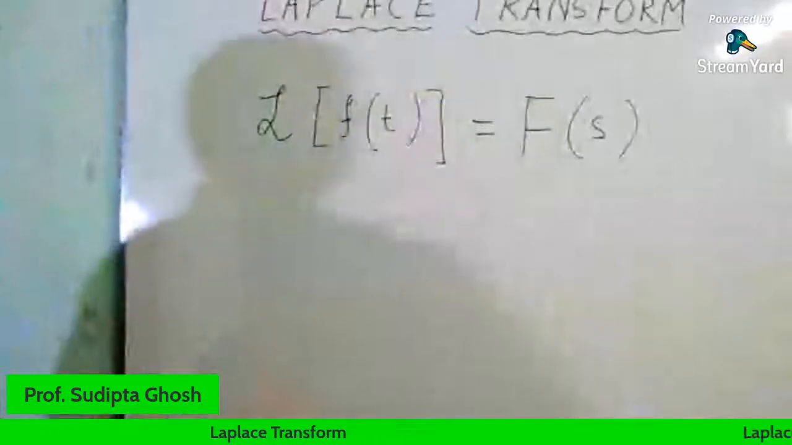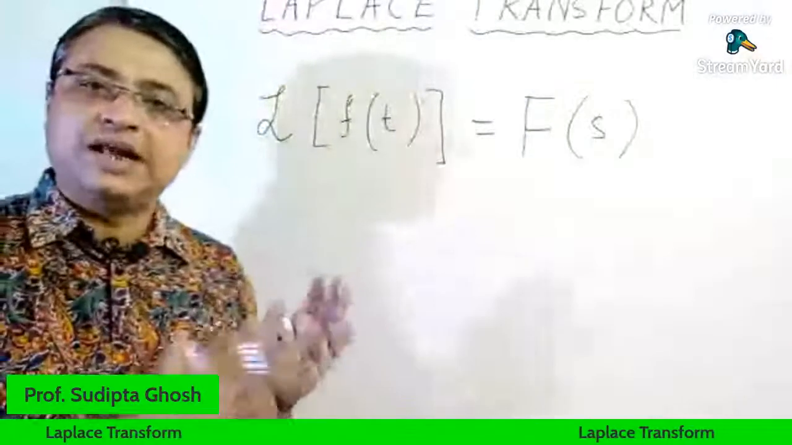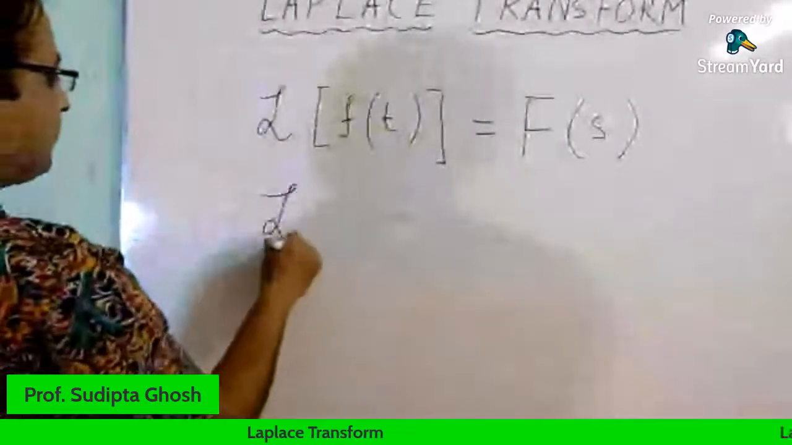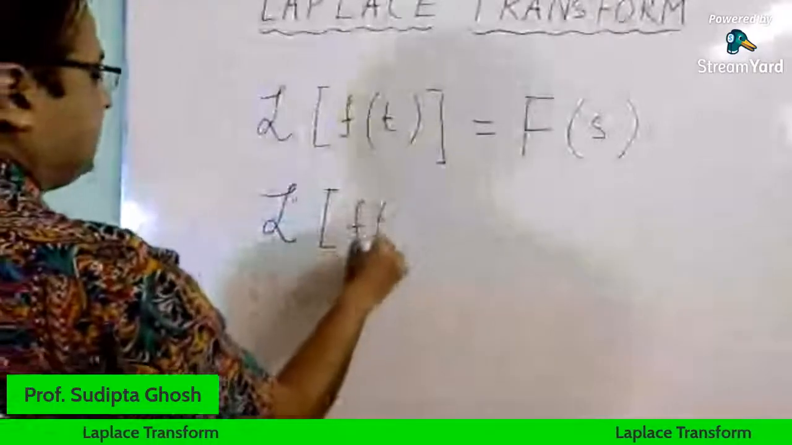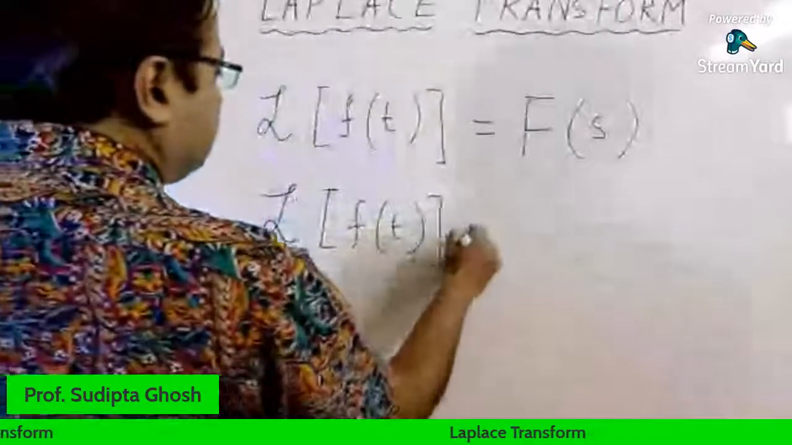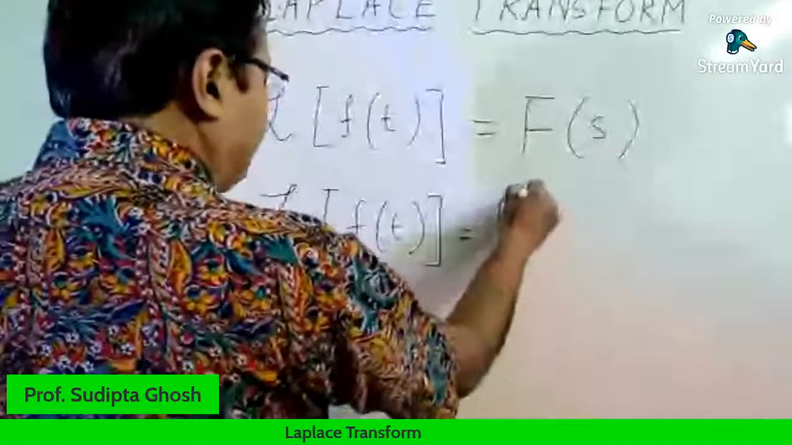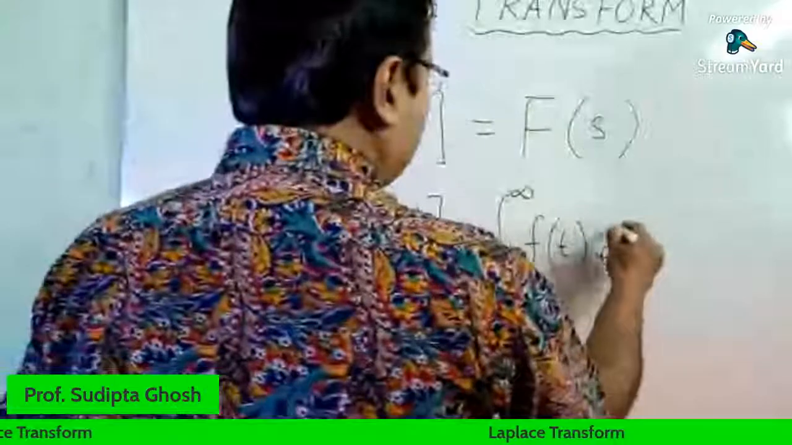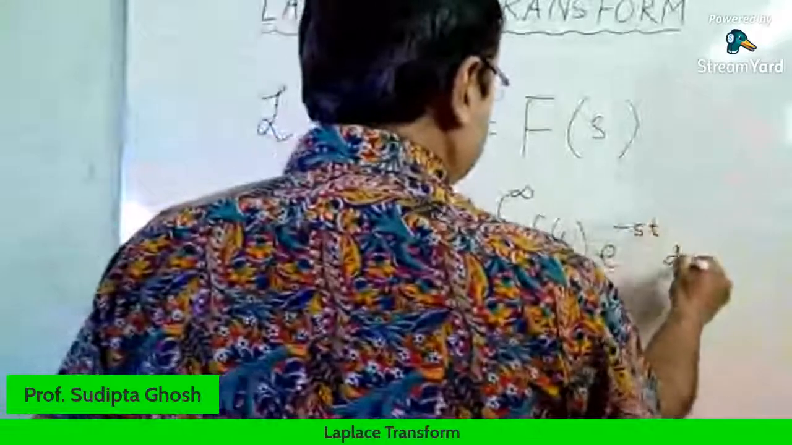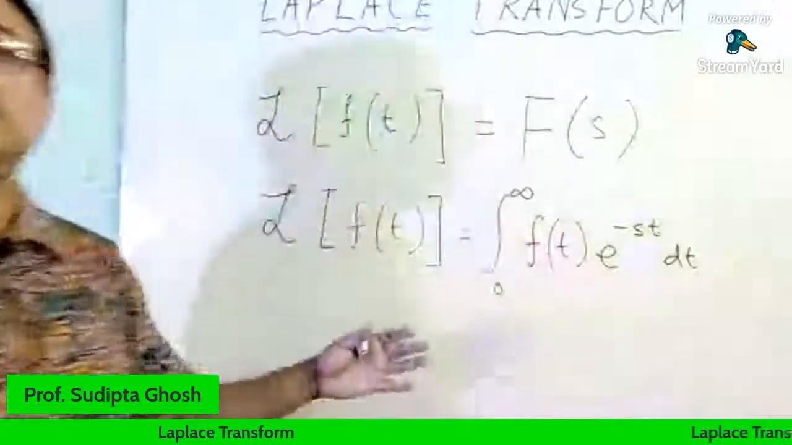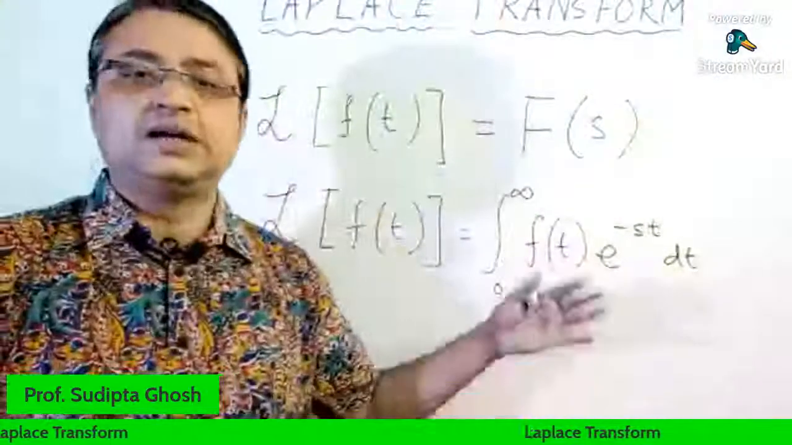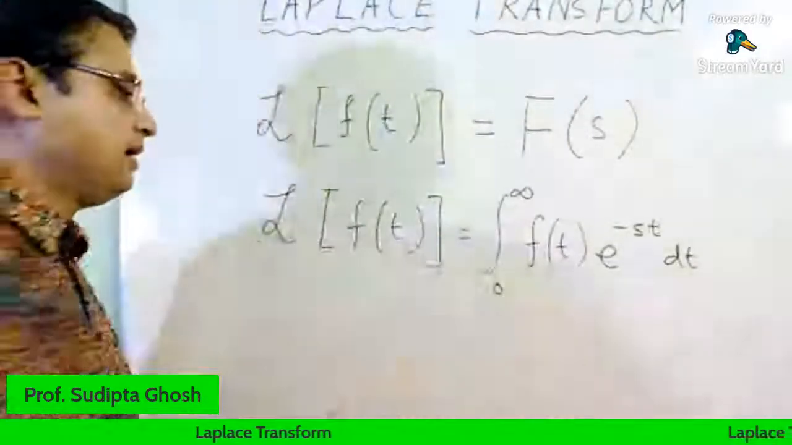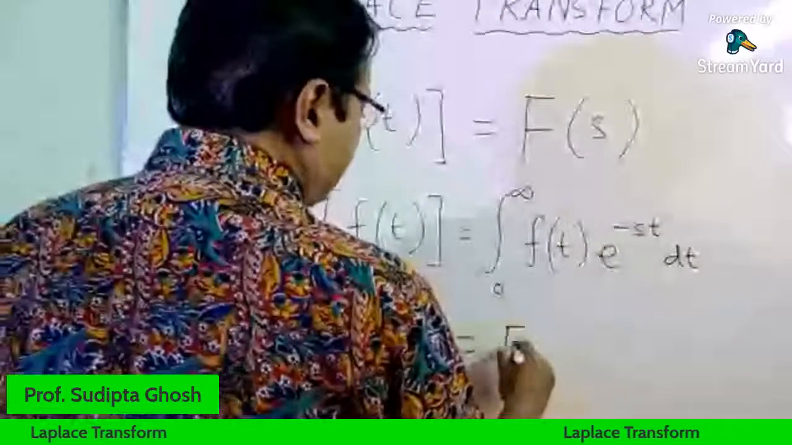Now, how can you transform this function f(t) to F(s)? Mathematically, the Laplace transform of f(t) is given as the integral from 0 to infinity of f of t, that is the function itself, times e to the power minus st dt. So this is the integral formula which we have to apply to get a function in its frequency domain.